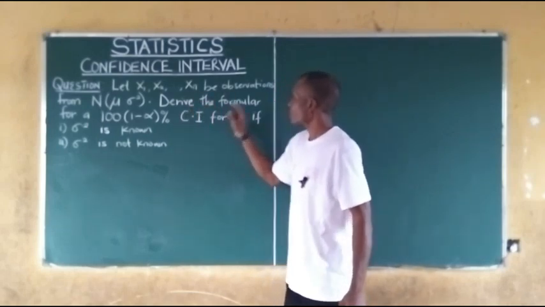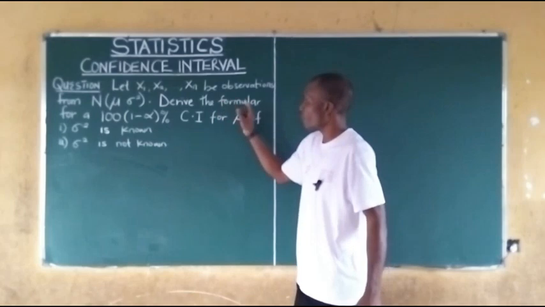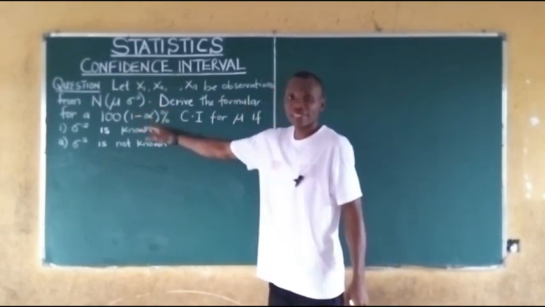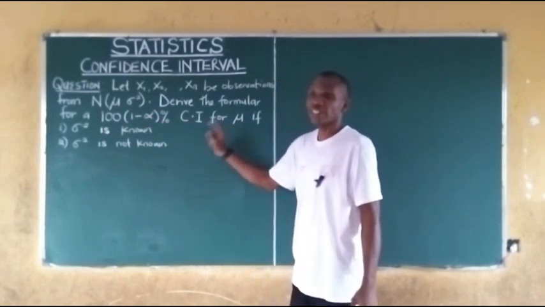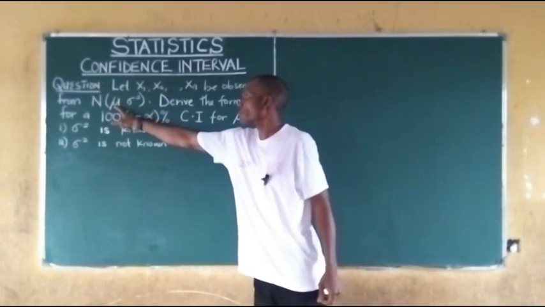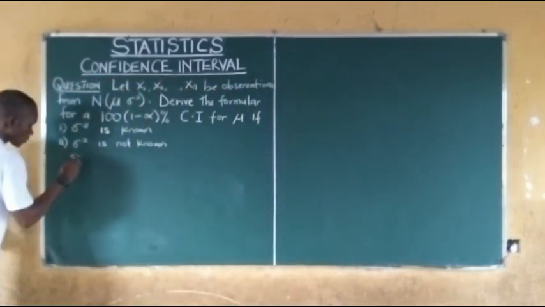We are given a question here with observation from the normal distribution, and we are asked to derive the formula for a 100 multiplied by 1 minus alpha percent confidence interval for the mean. Solution.